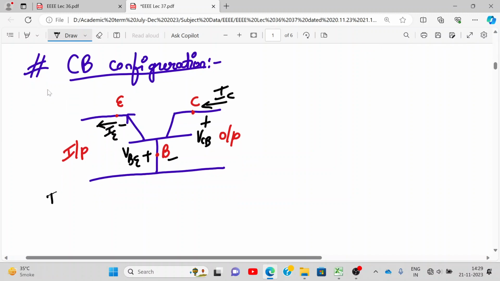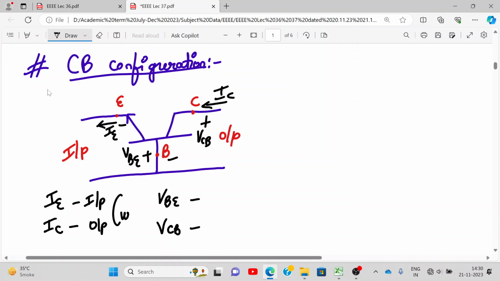So please write this. IE is the input current, IC is the output current, VBE is the input voltage, and VCB is the output voltage. So this is input, output current. Correct? This is input, output voltage. Got it?